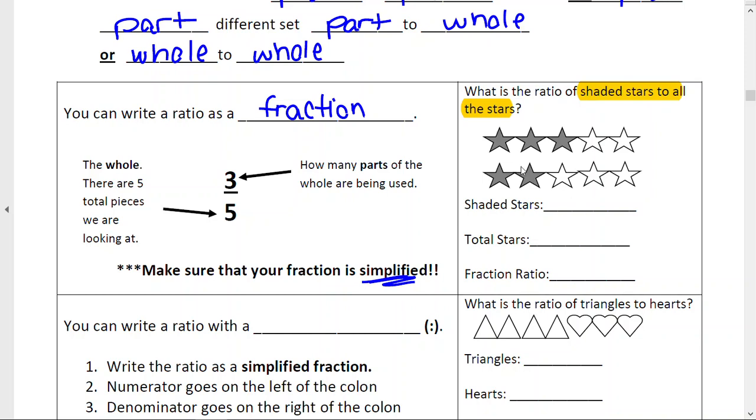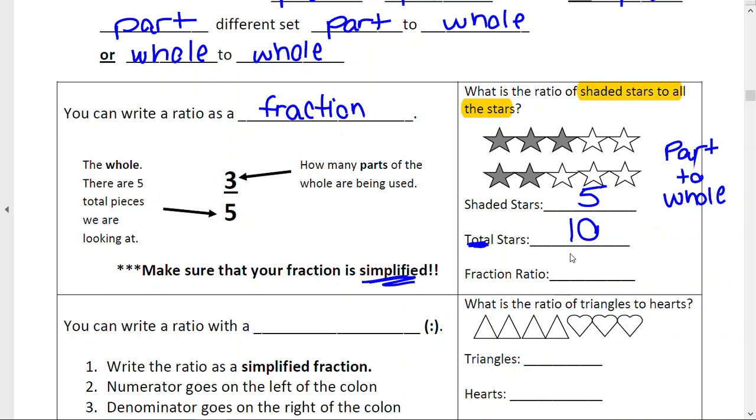So if we look at how many shaded stars there are, 5 shaded stars. So I'm just going to document that there's 5 shaded stars. And if I count how many stars there are, there's 1, 2, 3, 4, 5, 6, 7, 8, 9, 10 stars. So because it said shaded stars to total stars, I'm taking the shaded, which is part, compared to all of the stars, which is the whole. So this is a part to whole relationship.